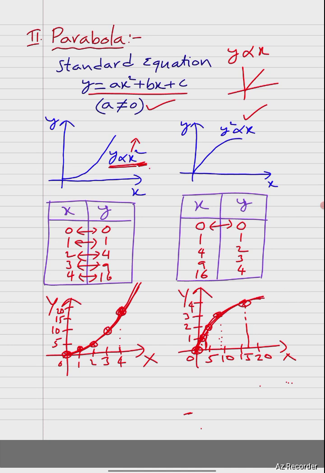So these are the basic shapes of the parabola. If the relation is y proportional to x square, it is an upward parabola. If the relation is x proportional to y square, it is like this. This is all about basic coordinate geometry.